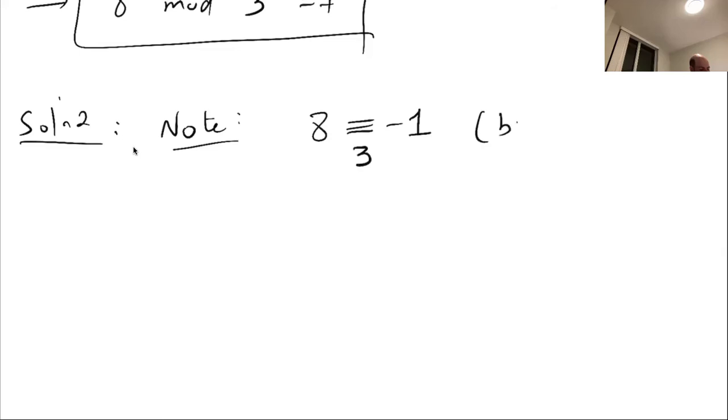Why? Because when can I say that two numbers are congruent? If their difference is divisible by the number m. So here 3 divides 8 minus -1, right? The difference between 8 and -1 means 8 minus -1, which is 9, and 9 is divisible by 3. So I can say that 8 is congruent to -1 mod 3.